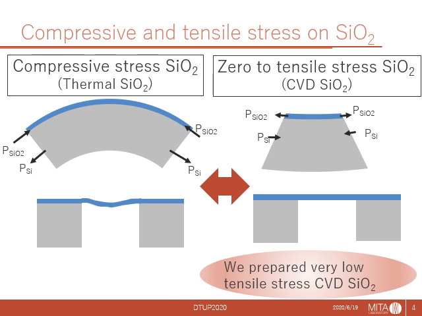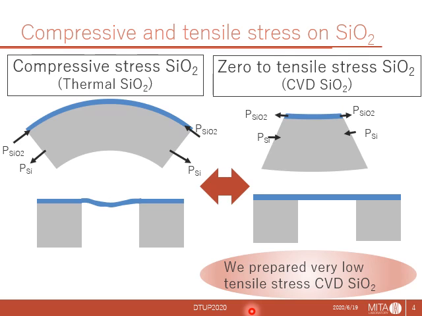These are images of compressive stress and tensile stress silicon dioxide. Membrane of compressive stress silicon dioxide wrinkles when it's freestanding. Membrane of tensile stress silicon dioxide is presumed to be without wrinkling. CVD silicon dioxide was known to be capable of producing tensile stress. The stress can be controlled by deposition parameter optimization.